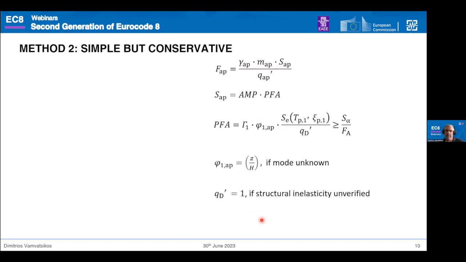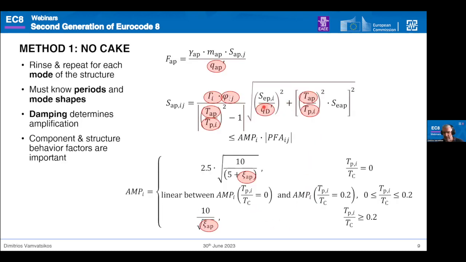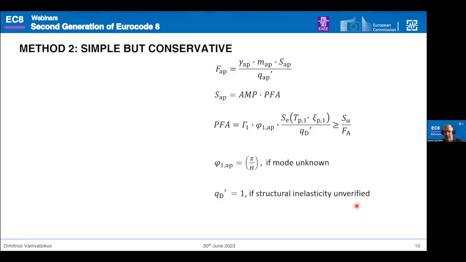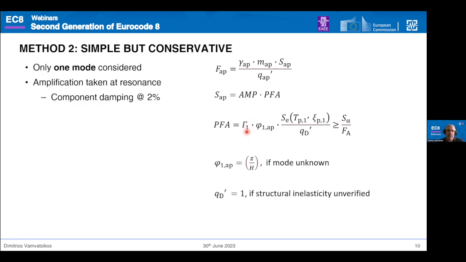Now, simple but conservative is method 2. In this case, you're only considering a single mode, just one mode, and that's it. You might see the big difference is that there was a certain i over here, which indicated mode 1, 2, 3, etc. This is gone. You just go with mode number 1. And of course, because there is a price to pay, there's no free lunch, the amplification at resonance predicted by method 1 is taken here, and your component damping is taken low at 2%.